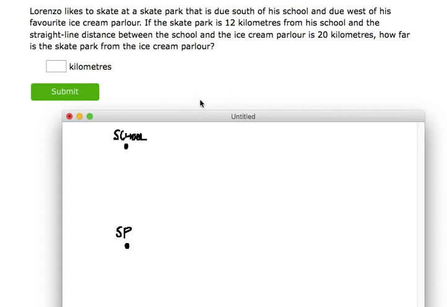and it says west of the favorite ice cream parlor. Now, if you have trouble parsing that sentence, remember, you can read it from the start. Lorenzo likes to skate at a skate park that is due west of the ice cream parlor. So that means the ice cream parlor is east of the skate park. Ice cream parlor, right?